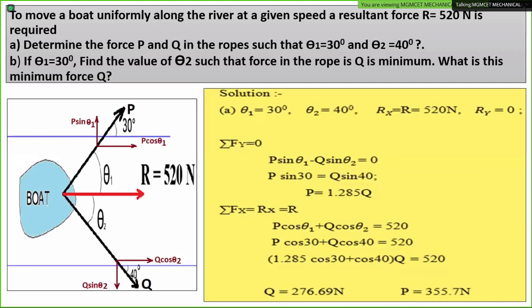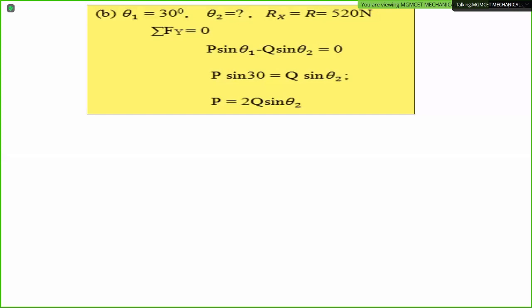So first I have to find out theta 2 here. Theta 1 is kept as it is, 30 degrees. Theta 2 you have to find out. The resultant will remain the same. Its x component is equal to 520. As I know, summation of Fy is equal to 0. P sin theta 1 minus Q sin theta 2. Again, I am writing the equation. What did we do earlier? Theta 1 and theta 2 both were known. Here only theta 1 is given, 30 degrees. Theta 2 is not given here. Theta 2 is unknown. So I am getting an equation for P and Q because theta 2 I have to find out. Theta 1 is kept the same. So P I am getting as P is equal to 2Q sin theta 2.